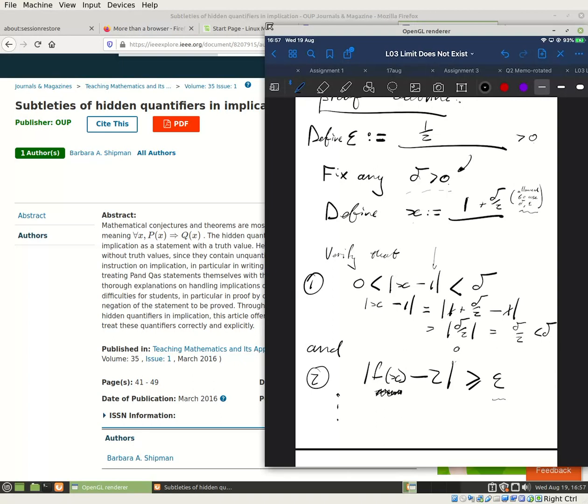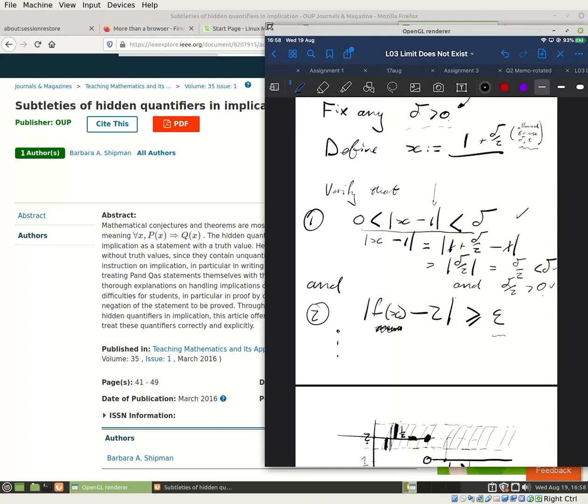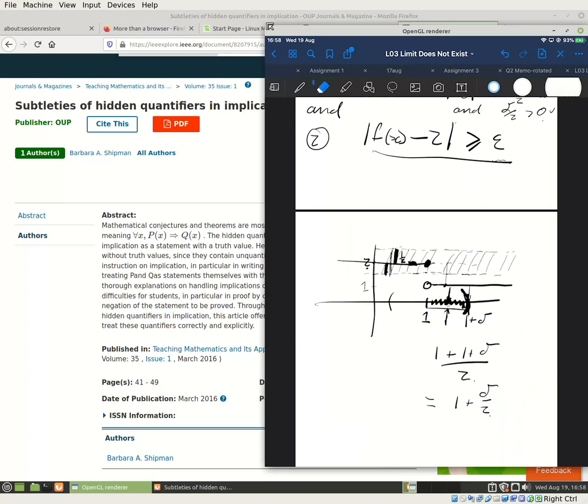And delta over 2 is definitely positive. So yes, this statement is actually true. So now we see we have verified that. And now we also need to verify that this holds true. So let's do that. Let me move this sketch down a little bit.